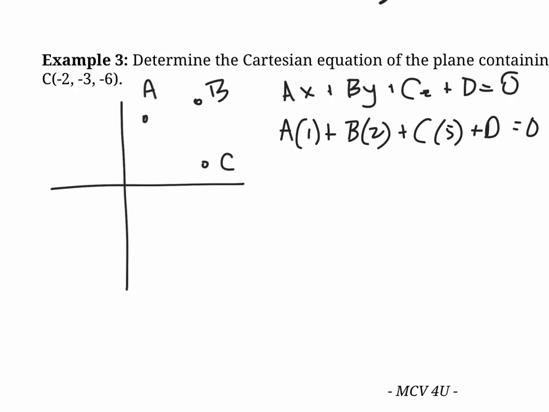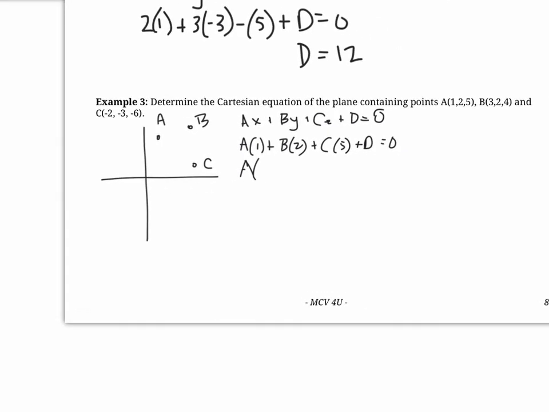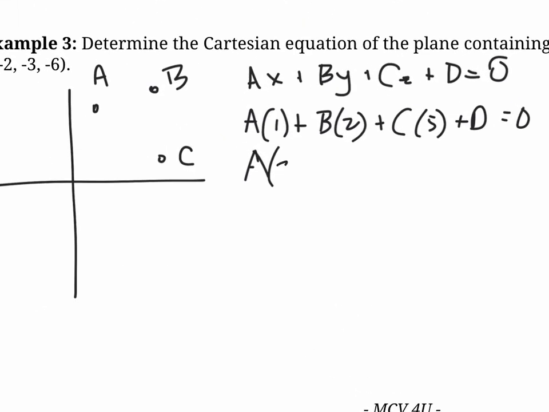Can I solve for any of those variables? The answer is no. You need more equations because you have 4 unknowns in this, right? So I could do the same thing with the second equation, or the second point, I should say. What is the point? 3, 2, 4. So A times 3 plus B times 2 plus C times 4 plus D equals 0.